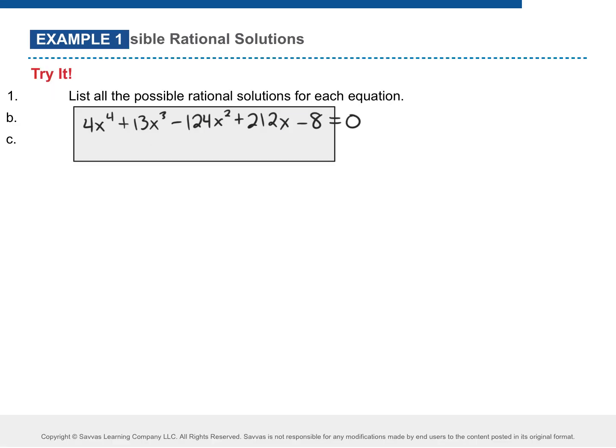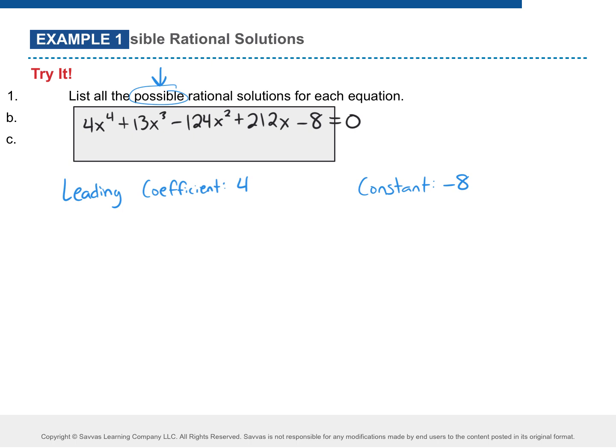On this one, remember, we want to find all the possible rational solutions. What I want to ask you first is how many real solutions are there in this equation? Should be 4, right? But we want to list all the possible solutions. So could we have more than 4? Yes. What are the 2 things that I care about? Leading coefficient and constant. What is my leading coefficient? 4. What is my constant? -8.